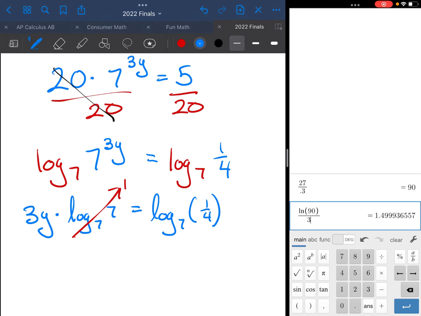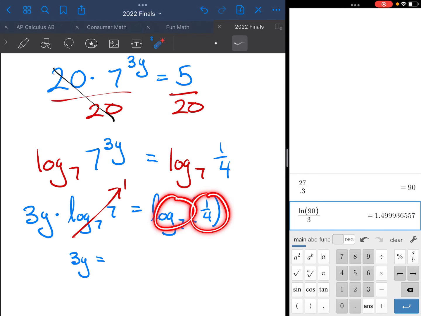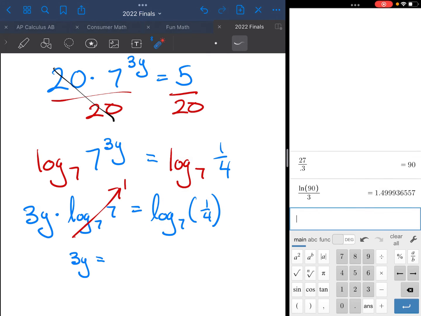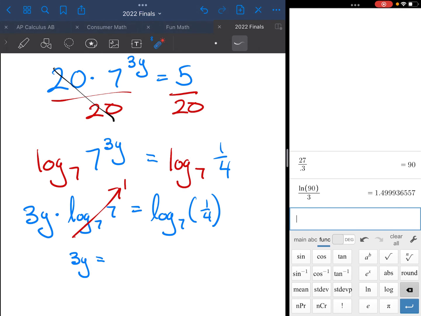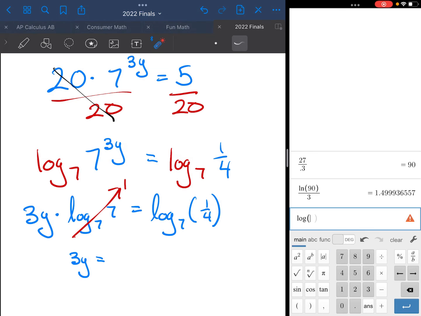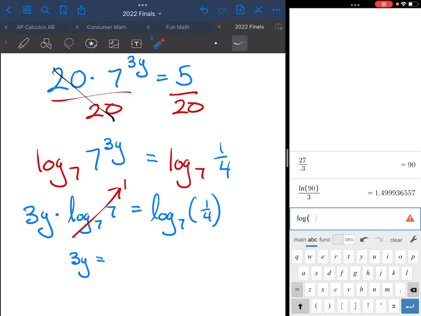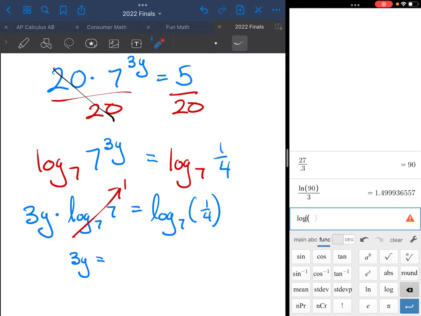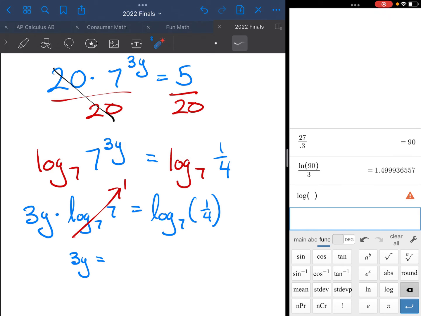So really, I just have 3y is equal to log base 7 of 1/4, and I don't want to keep rewriting this because I'm going to have to evaluate that on the calculator. On most calculators, you can't do log base 7. If I try to do a log base 7, it doesn't even let me. Sometimes it'll let you do a base, but it doesn't look like it does. It only has the normal logs.